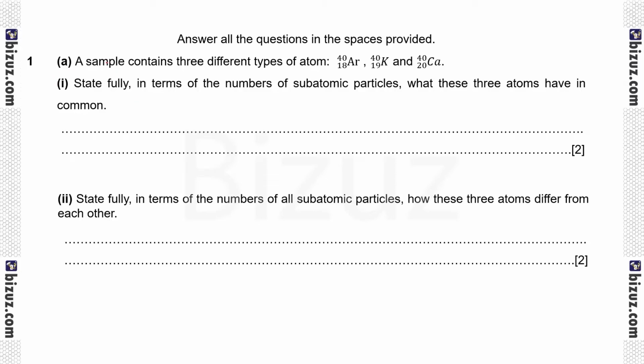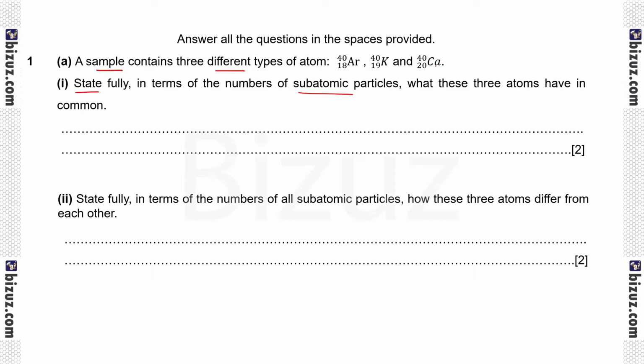Question number 1. A sample contains 3 different types of atom: argon-40 (18), potassium-40 (19), calcium-40 (20). State fully in terms of the numbers of subatomic particles what these 3 atoms have in common. Subatomic particles means the total number of electrons, protons and neutrons present in an atom.